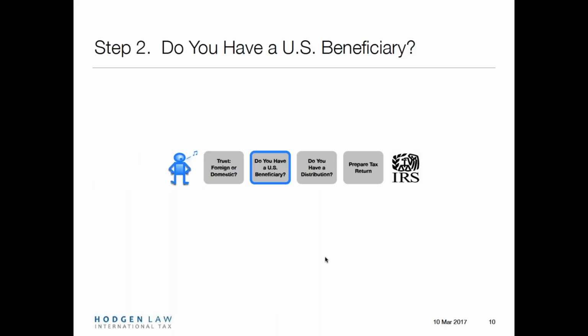The next step we're going to go through is, do I have a U.S. beneficiary? Distributions to foreign beneficiaries are not taxable, but distributions to U.S. beneficiaries are. So if the person showing up in your office and saying, please prepare my tax return, is a U.S. beneficiary, you've got to worry about this. If they're non-resident alien, you do not. The next step, slide 11, is, do you have a distribution? And as I said before, distribution does not just mean the trust wrote me a check. Distribution means other stuff as well. So you look for that.